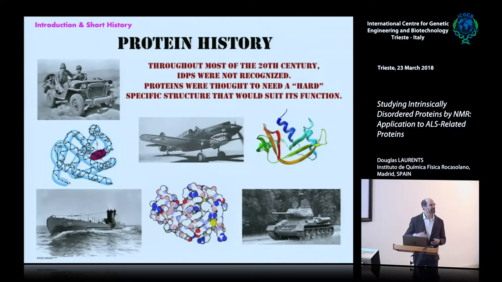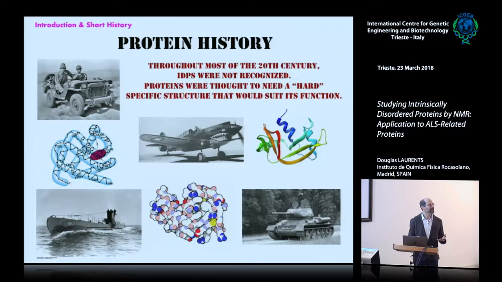So let's go back in history to the 1940s, 50s, 60s, and 70s. In those days, there had been the Second World War. You know, in the Second World War, you have jeeps and airplanes and tanks. They're all made of steel, right? And you have a steel structure that's very stable, very hard, and it's carrying out a special function. So the submarine has a special hard shape, and that helps it carry out its function. Or an airplane, a different shape and a different function.